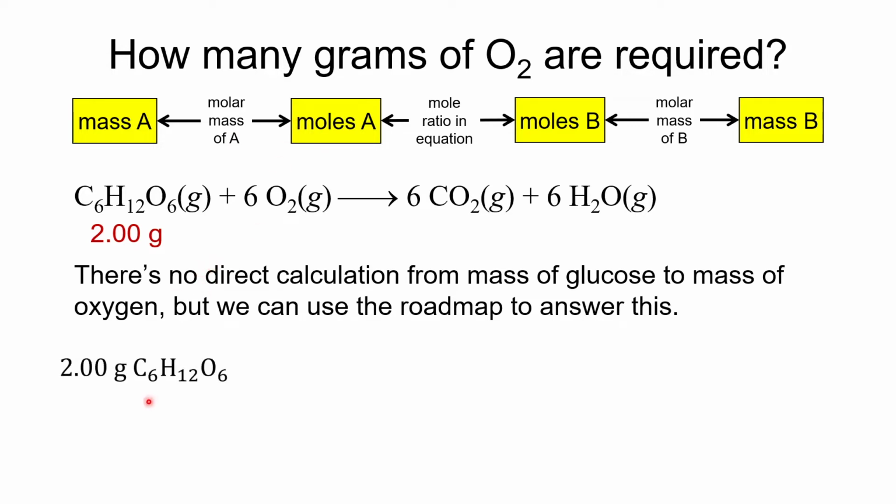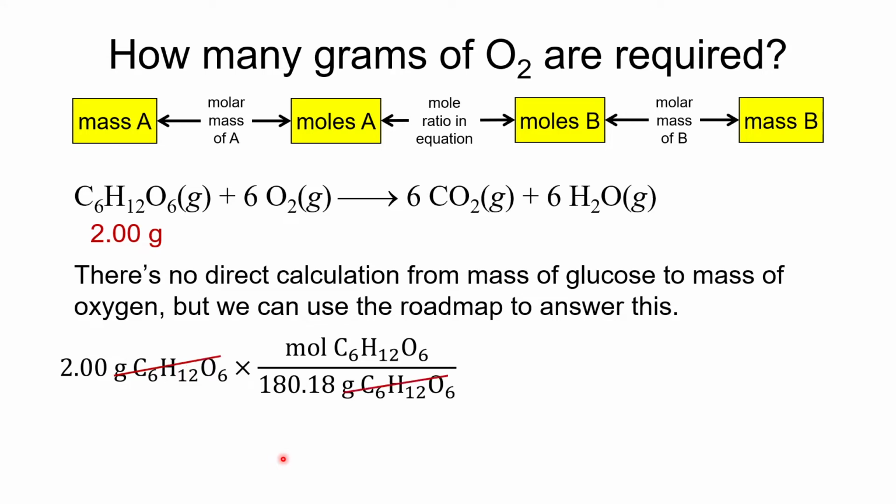So for the 2.00 grams of glucose, we want to convert from the mass of glucose to the moles of glucose. We'll need to use the molar mass of glucose. The molar mass of glucose, as we did on a recent problem on the in-class assignment, is 180.18. We'll have to divide. That will get us to the moles. And then you'll notice that we can do some dimensional analysis here and cancel out the grams of glucose.